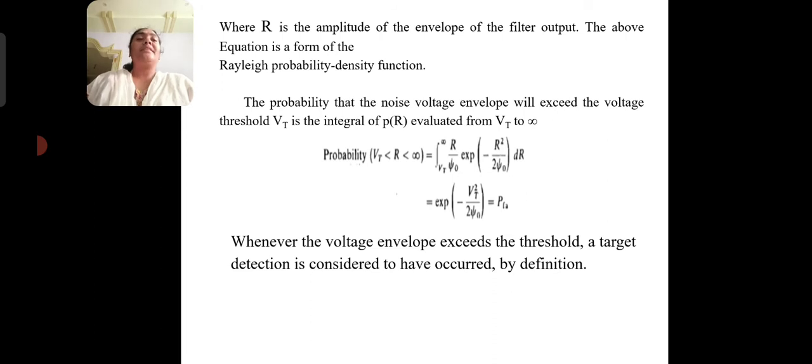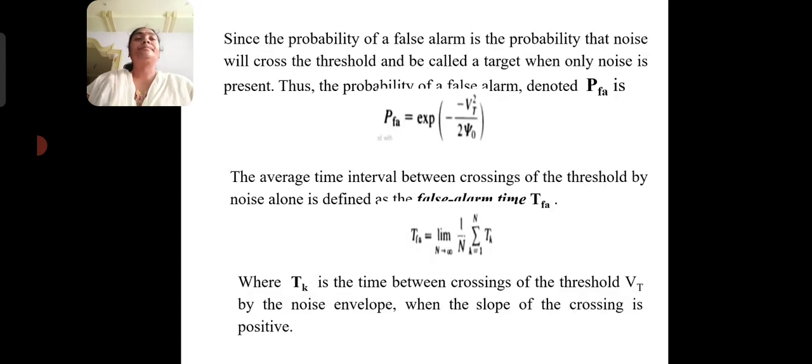Whenever the voltage envelope exceeds the threshold, a target decision is considered to have occurred by definition. Since the probability of a false alarm is the probability that noise will cross the threshold and be called a target when only noise is present, the probability of false alarm Pfa is equal to exponential of minus Vt square by 2 psi naught.